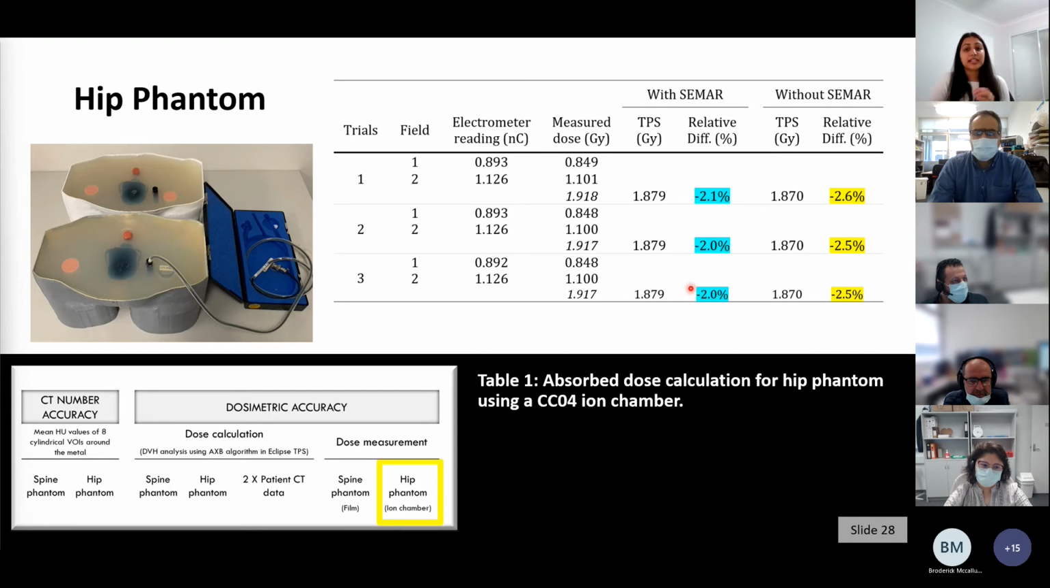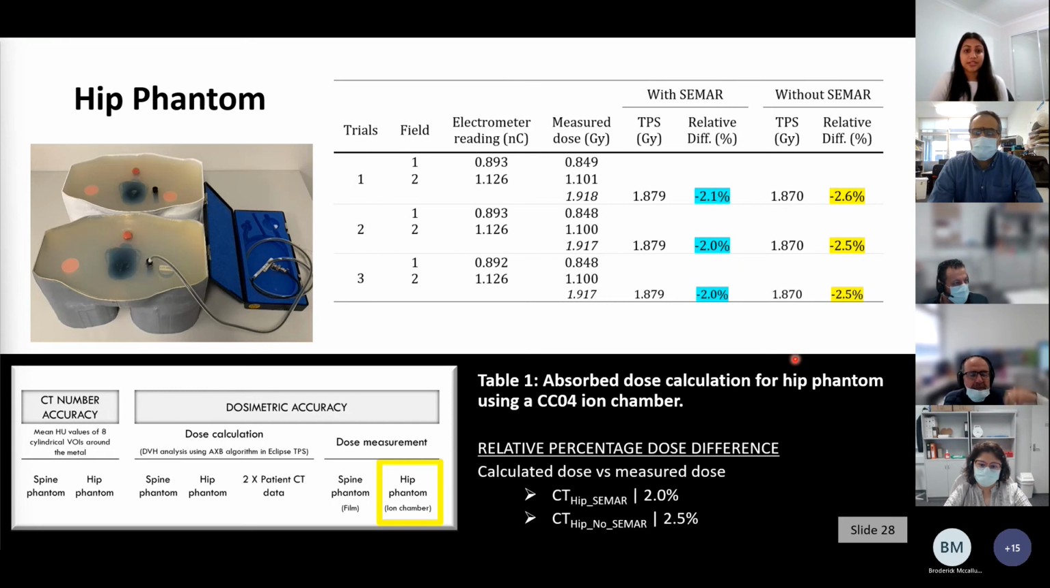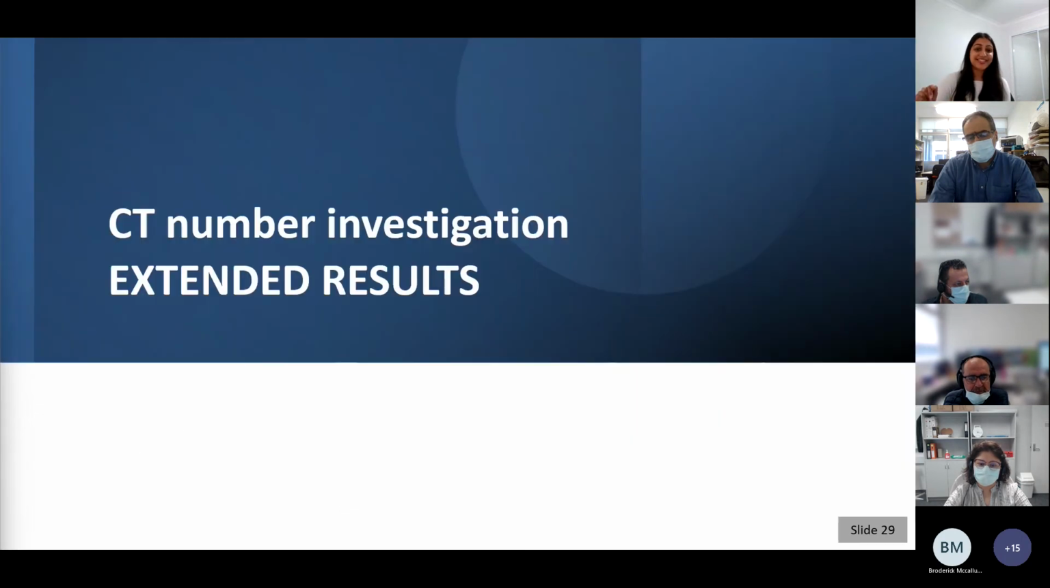The average point dose measured was 1.92 gray, and the calculated dose for hip SEMR was 1.88 gray, and for hip nose SEMR was 1.87 gray. And from that, we got the relative percentage dose difference between the calculated and the measured doses to be minus 2.0% for the hip SEMR and minus 2.5% for the hip nose SEMR. And this is all the results.